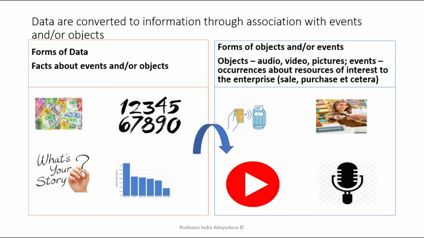So it's by associating the facts about events and objects with the events and or objects that this data is converted into information. Information is far more meaningful, and that allows the actors in the enterprise, the managers or the staff, to make meaningful decisions.